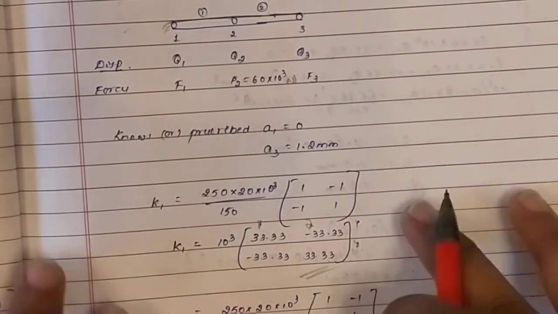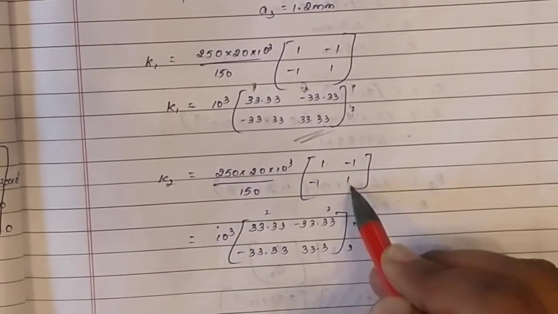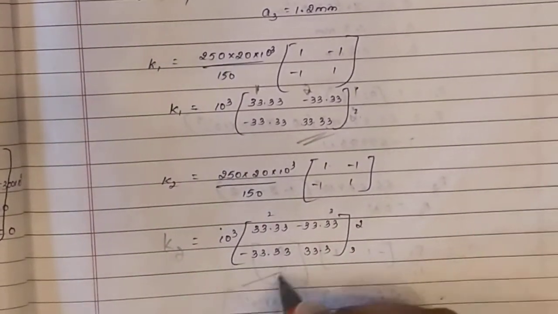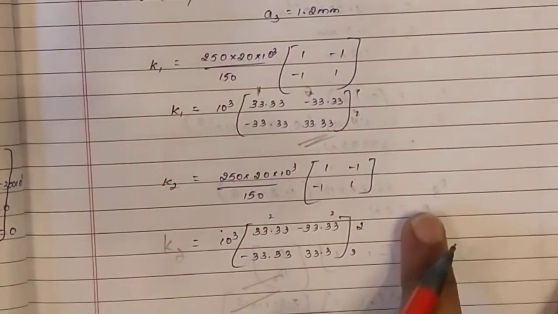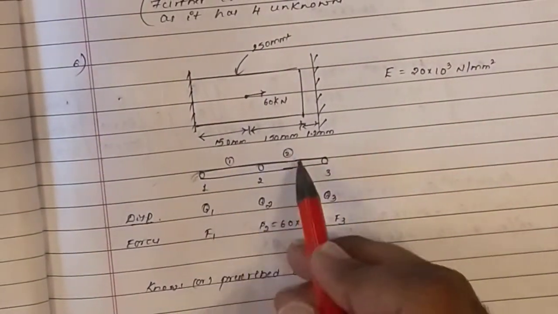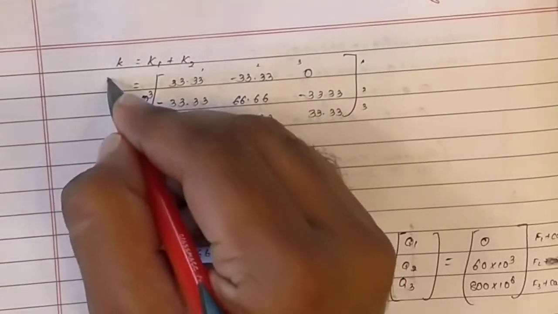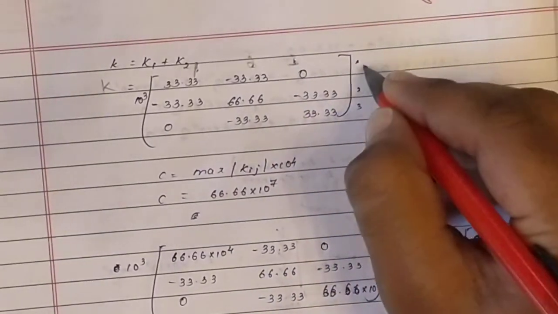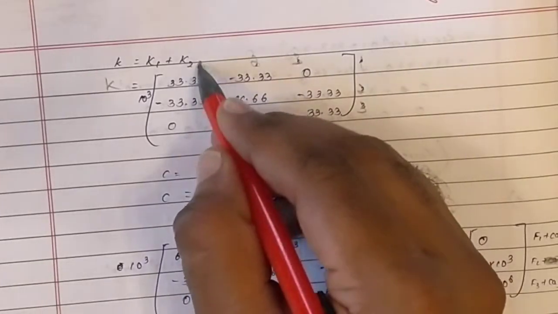Okay. We've got K1. Similarly, K2 is equals to A2 E2 by L2, 1 minus 1, minus 1 1, 10 power 3 common. Multiply everything to the inside. We'll get K2, with 2, 3 and 2, 3 as the nodes. Now the next step, with only two elements, is the global stiffness matrix. So K is equals to K1 plus K2. So K is equals to, with 1, 2, 3 and 1, 2, 3. The first element is between the nodes 1 and 1.